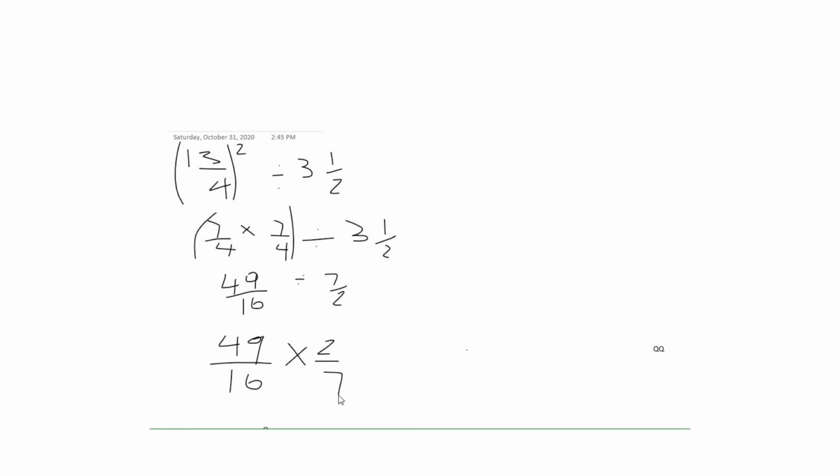Then what we're gonna do now is simplify. So 7 into itself 1, and 7 into 49 goes 7. 2 into itself 1, and 2 into 16 goes 8. So then we multiply across and we get 7 over 8. So the answer is 7 over 8.